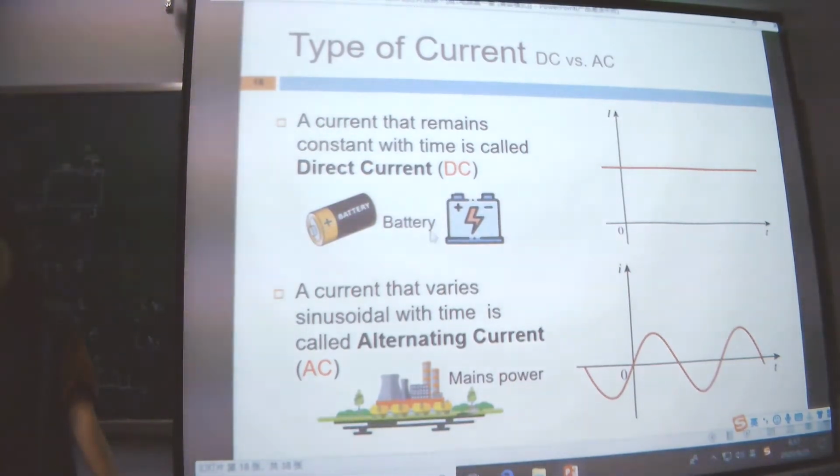Everywhere. Here I see DC. And for an AC circuit, a current that varies sinusoidally with time is called alternating current. It's like this. So where do we have alternating current? In the power plant. In our building, we use electric current as well, but AC current. The main power is produced from the power station, right? Yeah.